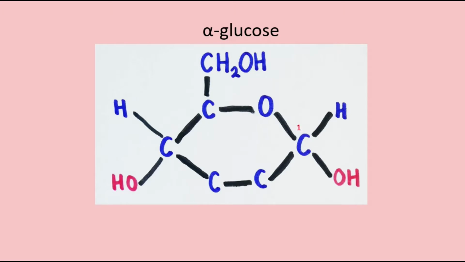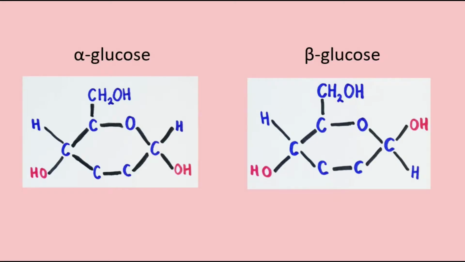You can see the 6 carbons are more or less in a ring. This is alpha glucose, and it has both of its H groups pointing in the same direction and both of its OH groups on the sides pointing in the opposite direction. Now we will compare that to a molecule of beta glucose. Beta glucose is exactly the same as alpha glucose in every way except that one of the OH groups has swapped places with one of the H groups. So now one OH group is pointing up and the other OH group is pointing down.